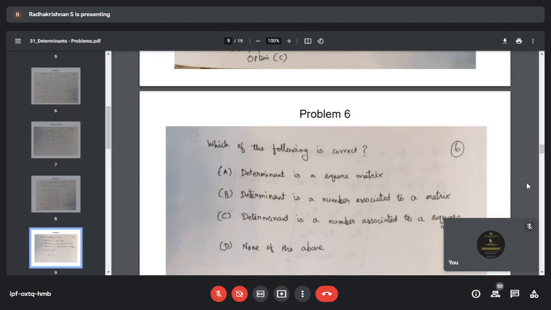It is because determinant is a number associated with the matrix is correct, but it has to be a square matrix. Then the determinant can be applied. So option C is the correct answer. Determinant is not the same as a square matrix. If determinant is different from a square matrix, then we cannot choose A. So C is the best answer. Determinant is a number associated to a square matrix.